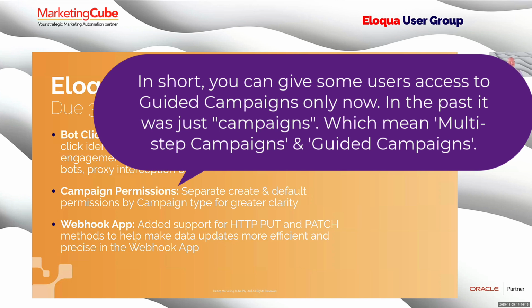Campaign permissions. This one is really helpful and provides greater clarity. You can separate the create and the default permissions by campaign type within the user settings. So if you've got people within your organization who you need to control a little bit further in relation to what they can and can't do from a campaign point of view, we now have more granularity. We can expand on that if you'd like to look at that.